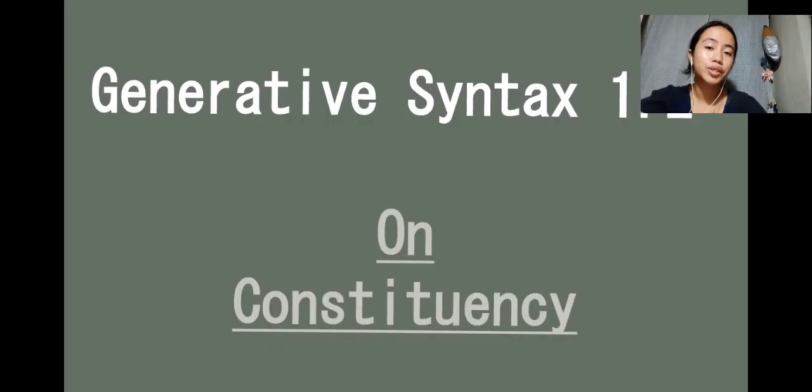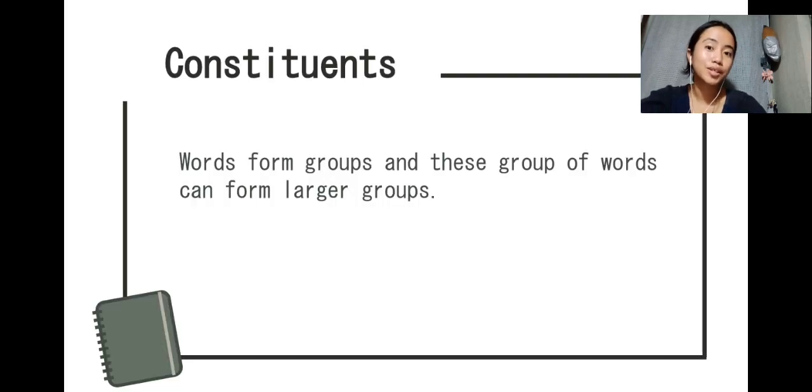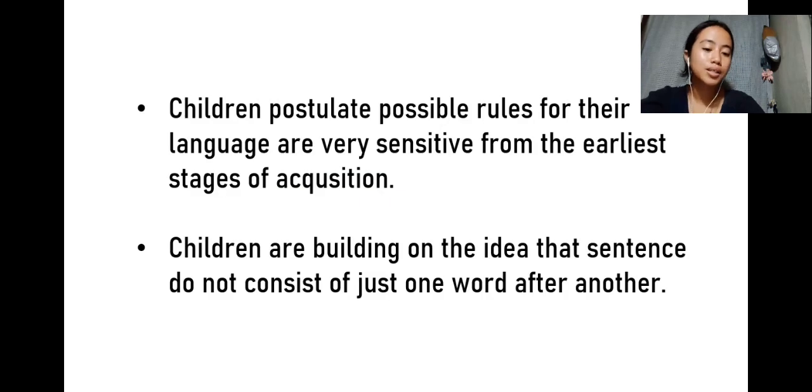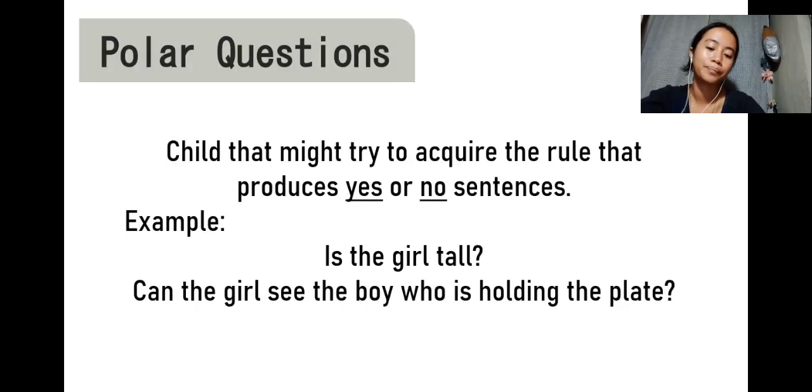Now let's proceed to generative syntax on constituents. Now what are constituents? Words that form groups, and these groups of words can form larger groups. Children postulate possible rules for their language and are very sensitive to this from the earliest stages of acquisition. Children are building on the idea that sentences do not consist of just one word after another.